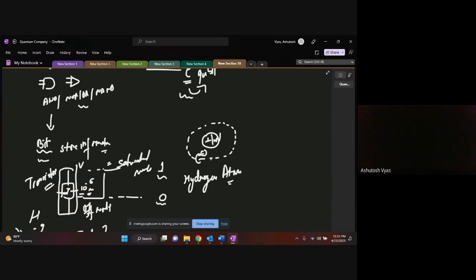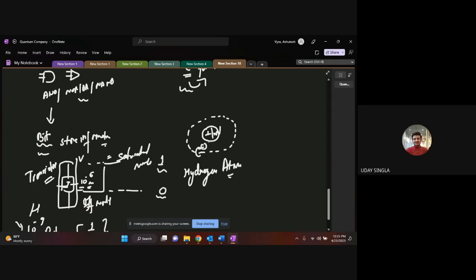You guys remember how a hydrogen atom looks like? Is it fine, guys? Yes. Now, we all know that there are two types of rotations of every electron which revolves around your atomic center, or basically the nucleus.